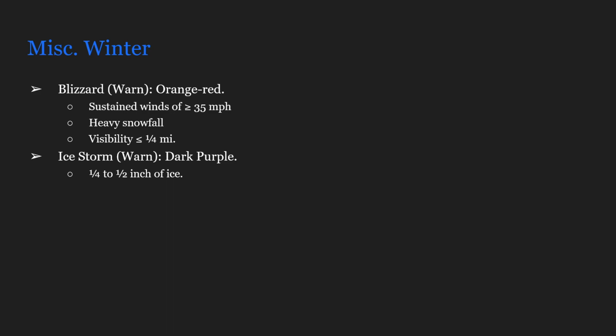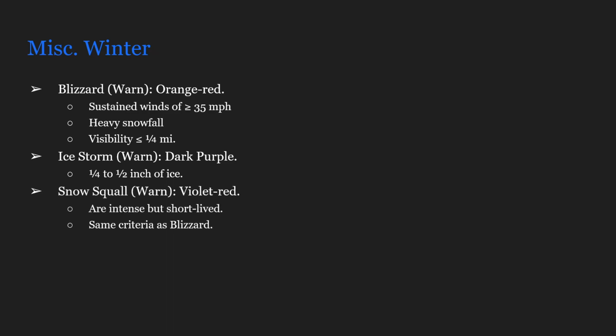The ice storm warning is a pretty rare one, and this is a dark purple in color officially. The ice storm warning is expecting a fourth of an inch to half an inch of ice within, I would say, 24 hours. These, again, are pretty rare. I cannot remember the last time that I've ever seen one issued. Last up here for your miscellaneous is the snow squall warning. This is violet red in color. Just like rain squalls, snow squalls are intense but short-lived, and these snow squall warnings actually have the same criteria as blizzard warnings.